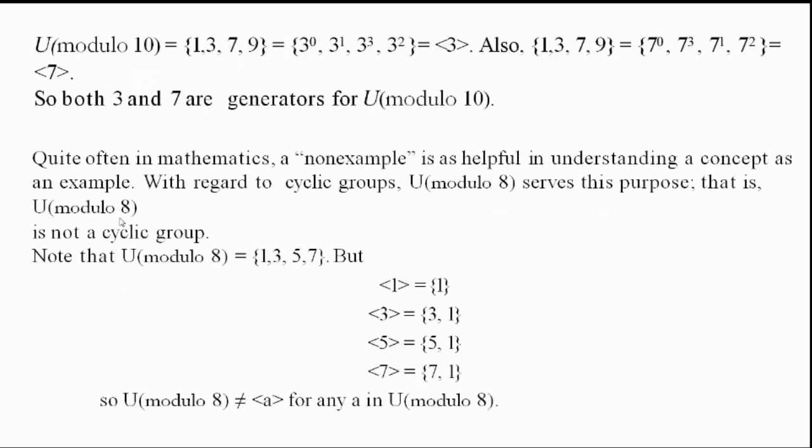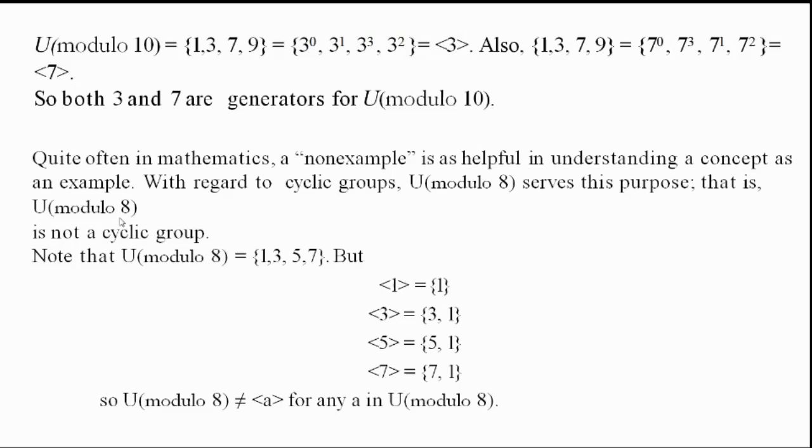So here is another example. U modulo 10. Okay, 1 comma 3 comma 7 comma 9 is the set that you will get. So 3 power 0, 3 power 1, 3 power 3, 3 power 2. Like that, if you go, it's a power operation. Previously we have seen the multiplication operation or addition operation. So you can also go for power operation like this.